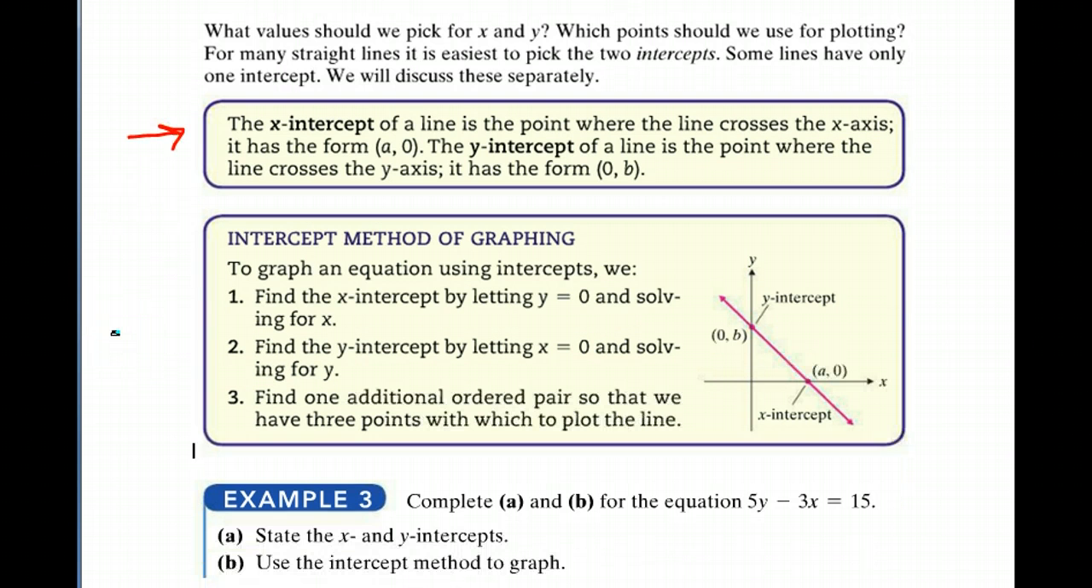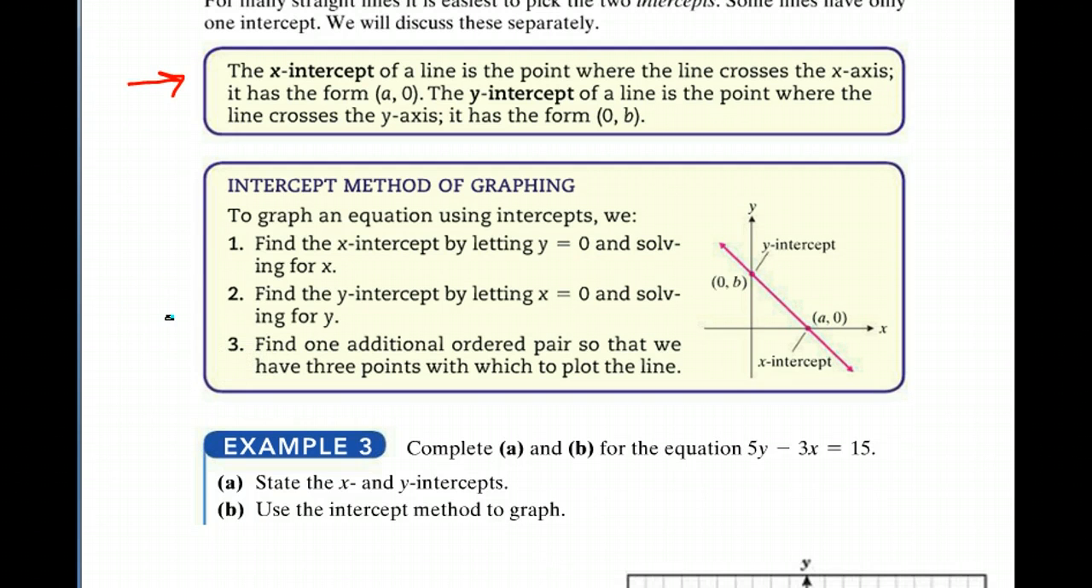Now, when we want to use the intercept method of graphing, the first thing that we want to do is find the x-intercept by allowing y to equal 0 and then solving for x. Then we would want to find the y-intercept by letting x equal 0 and solving for y.